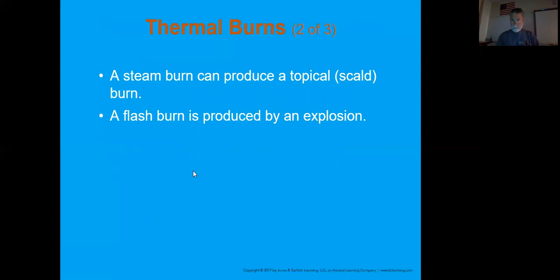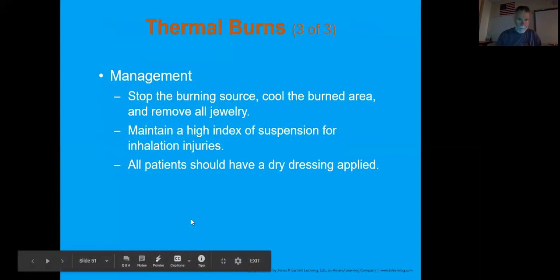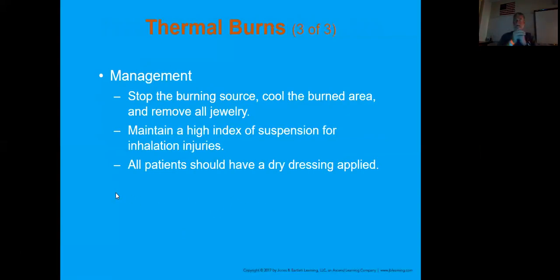Steam burns, and these are thermal, but it could be a scald. It's also the radiator that happens, and a flash burn, some type of explosion, but again, that is a process of a thermal burn, that heat that's being released from it. So management, what are we gonna do for it? Again, just first and foremost, stop that burning process, right? Cool the area, but you notice the jewelry needs to come off as well, because that area of the tissue is going to swell.